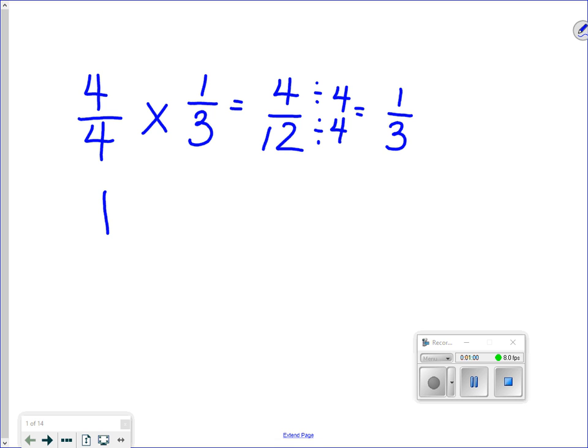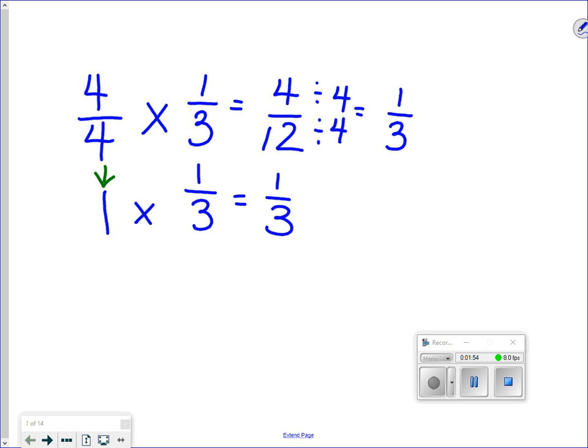Okay? Well, if 4/4 is the same thing as 1, if this is the same thing as this, 4/4 is 1, and I multiply it by 1/3, what will you get? Say it loud and proud. 1/3. So if I know that 1 times 1/3 is 1/3, what can you say about 4/4 times 1/3?